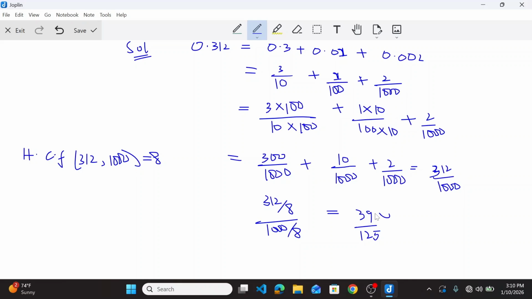In the question, we want decimal to fraction. It's a decimal, now it's a fraction, now it's in the simplest form. Decimal to fraction, fraction to the simplest form.